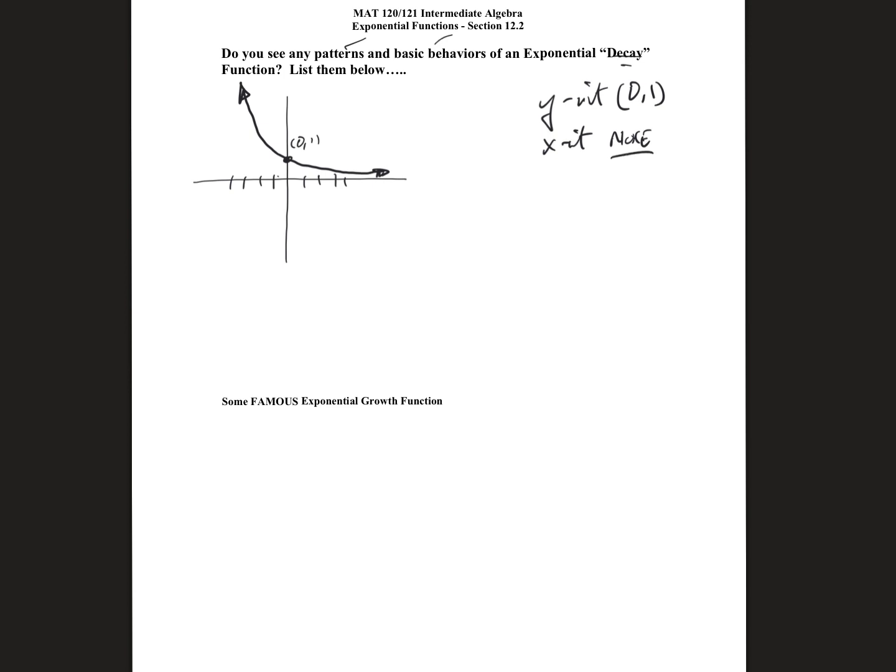There is no x-intercept. The domain, like the growth function, is also all values. The range is from 0 to infinity because the graph is always above the x-axis, it's never below. All right, and so we can see all that behavior going on. And then we still have a horizontal asymptote.